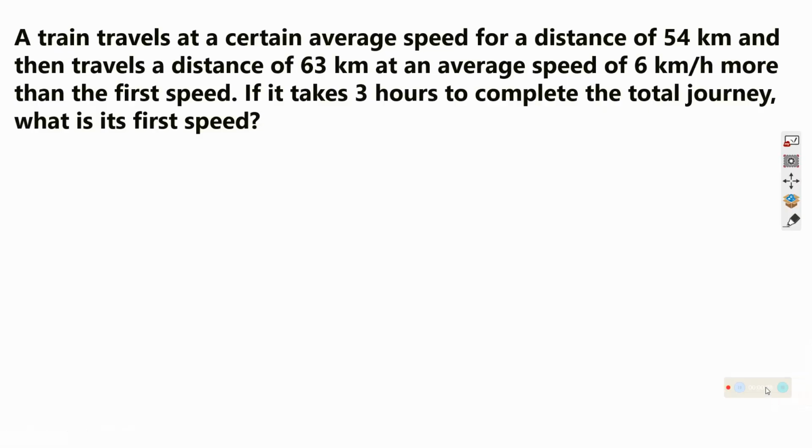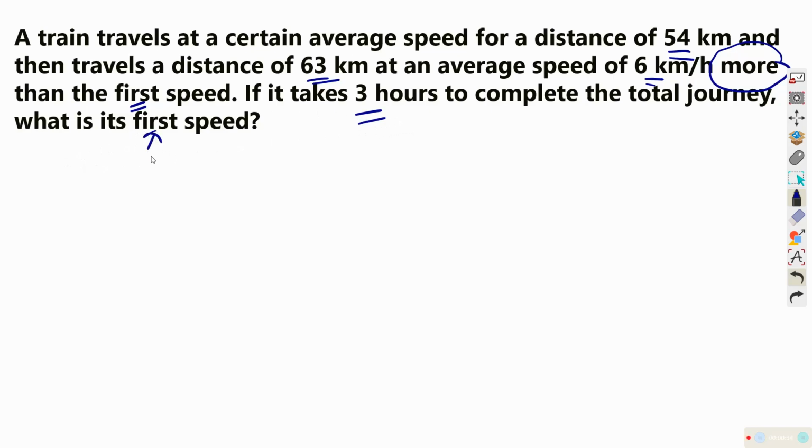Dear students, we are getting into a second video on revision of the first lesson, linear equation in two variable, and the purpose is that linear equations can be used to solve situations like this. A train travels at a certain average speed for a distance of 54 km, then travels a distance of 63 km at an average speed of 6 km per hour more than the first speed. It takes 3 hours to complete the total journey. What is the first speed? You can pause the video and read the question once again to understand the sense of it.